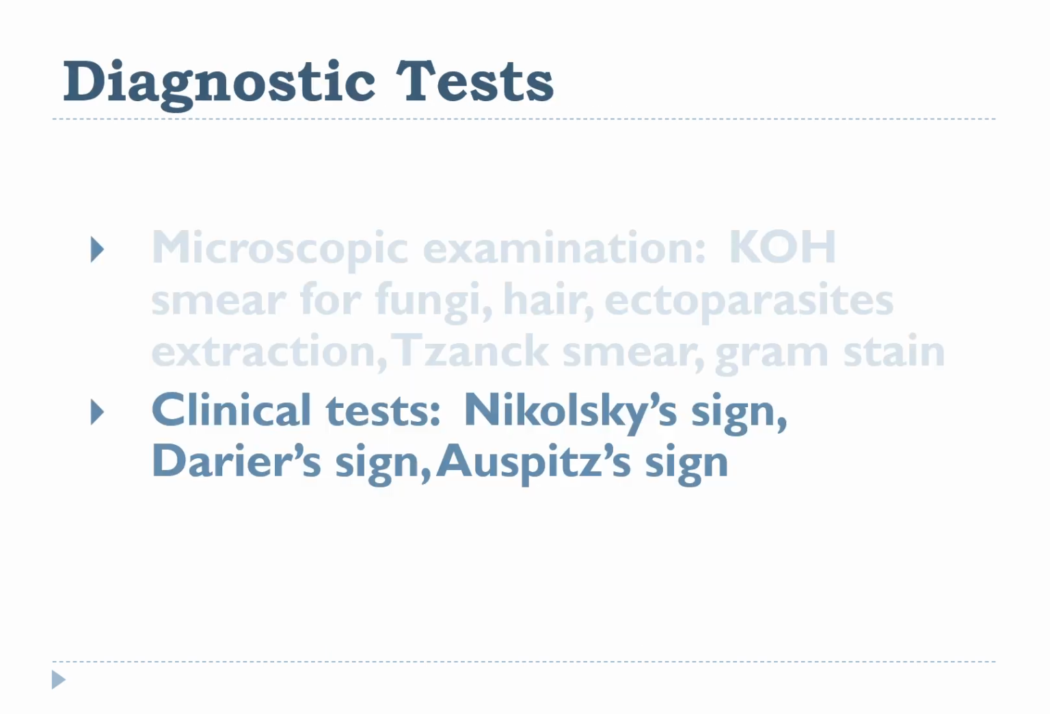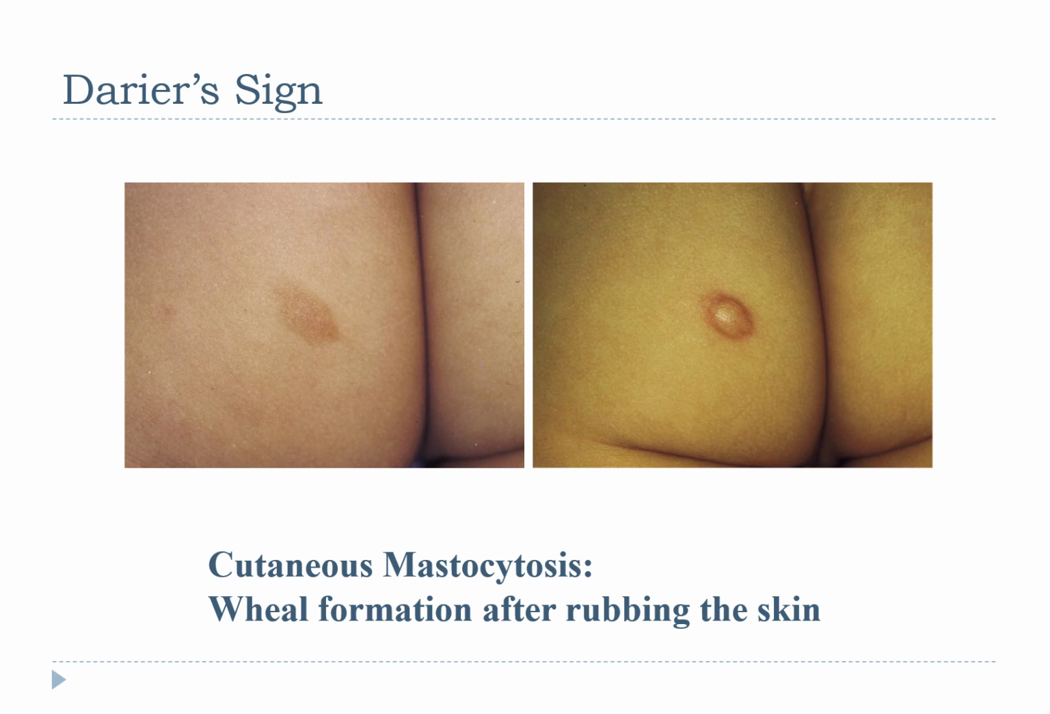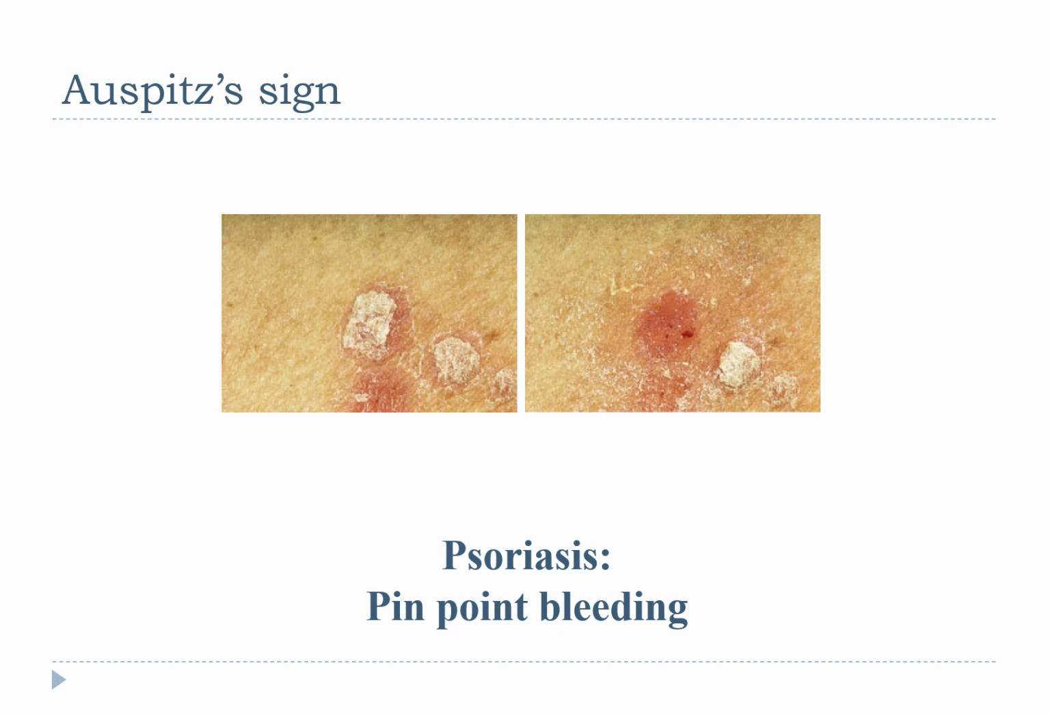Other tests helpful in the clinical assessment include Nikolsky's sign, which is an induction of a fresh bulla by pressing on the skin of patients with bullous disorders. In cutaneous mastocytosis, if you stroke or rub a lesion, you induce degranulation of mast cells, leading to the development of a wheal. This is known as Darier's sign. In psoriasis, scraping of the scale induces pinpoint bleeding. This is known as Auspitz's sign.